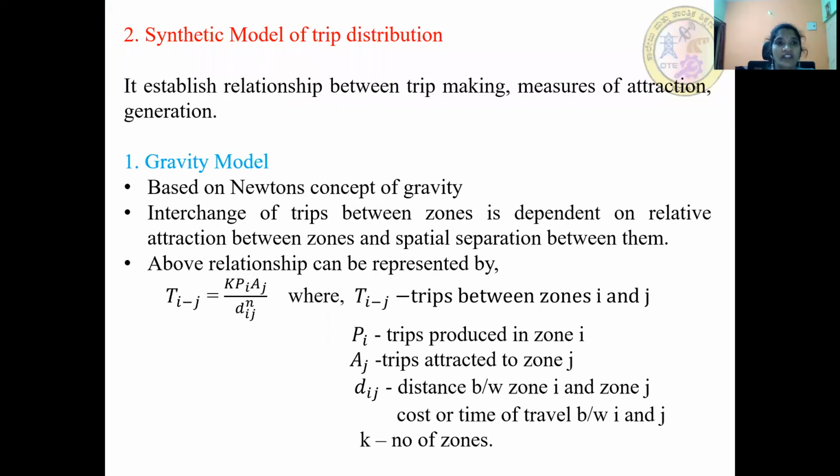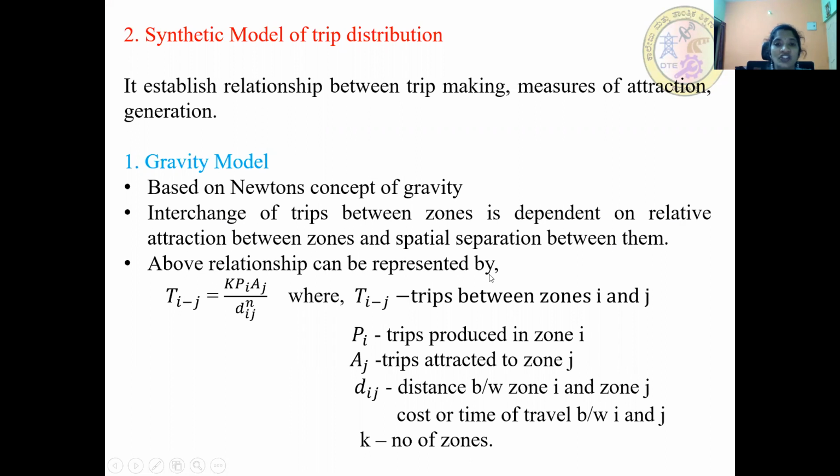So, synthetic model of trip distribution. It establishes the relationship between trip making and measures of attraction and generation. In this synthetic model, the first model we have is the gravity model. This gravity model is mainly based on Newton's concept of gravity. The interchange of trips between zones is dependent on the relative attraction between zones and the spatial separation between them.